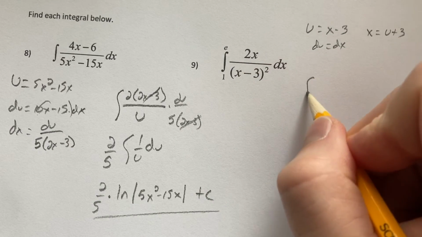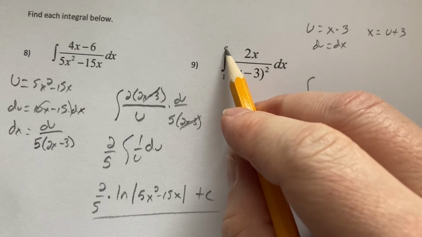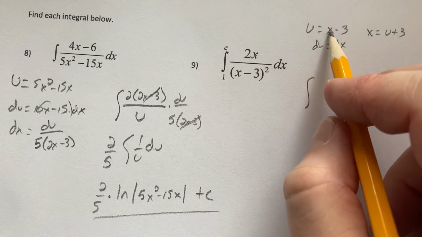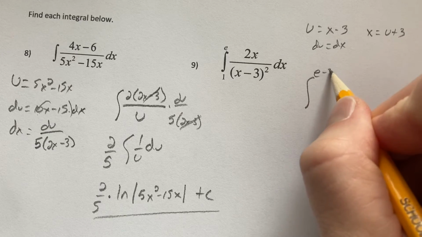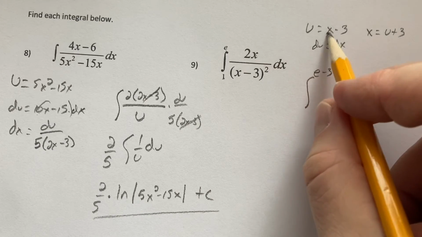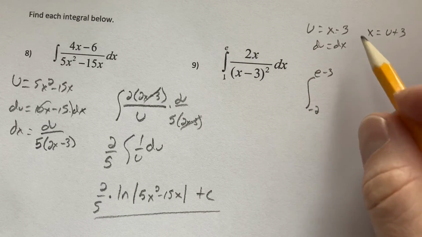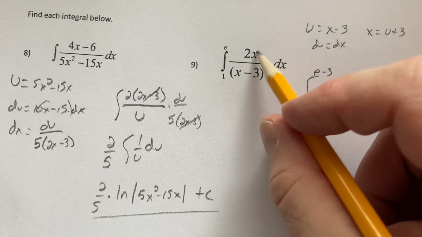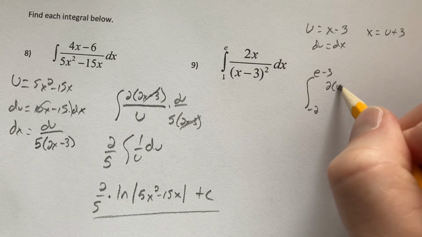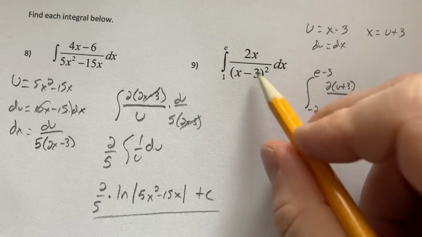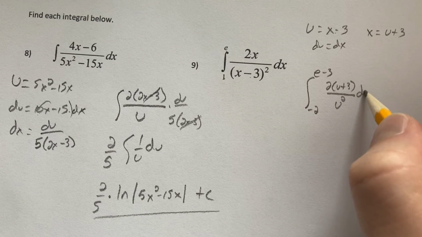So this is going to give us the integral of, now e was an x limit, so I put it in. This is going to be e minus 3. 1 was an x limit. 1 minus 3 gives me negative 2. Okay, so I've switched those to u limits. 2 times x, 2 times u plus 3 over u squared du.